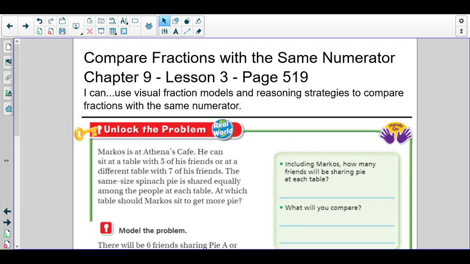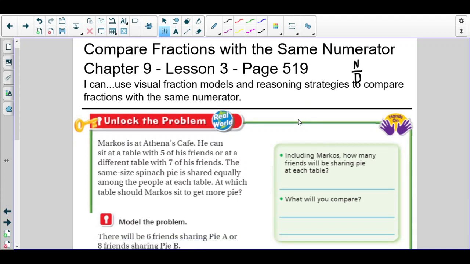All right, moving right along through chapter 9 with our exploration of fractions. We're going to be on chapter 9, lesson 3, page 519 in your volume 2 Go Math books. And today we are comparing fractions with the same numerator, or the same top number. So the numerator over the denominator, we're going to look at if that's the same. So I can use visual fraction models and reasoning strategies to compare fractions with the same numerator.